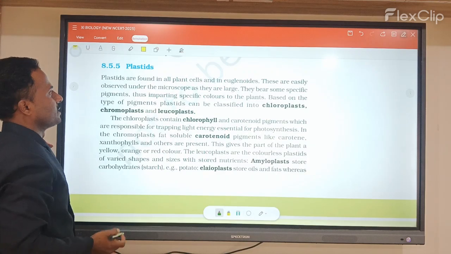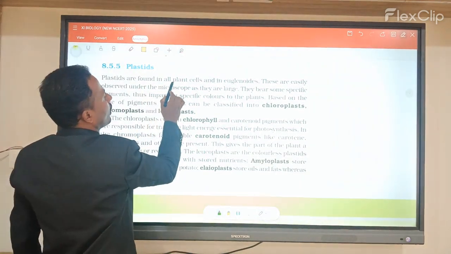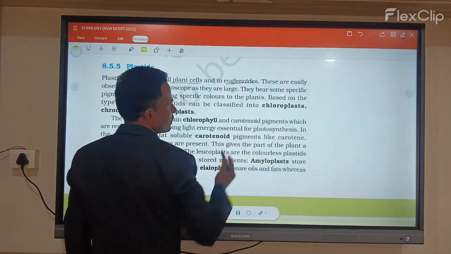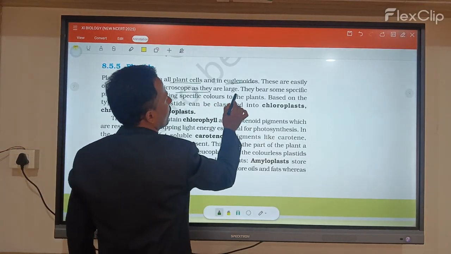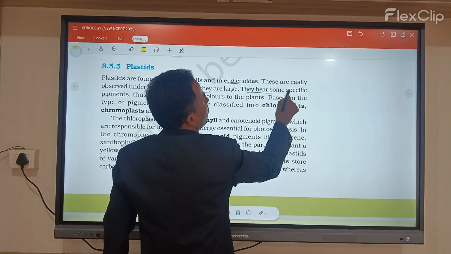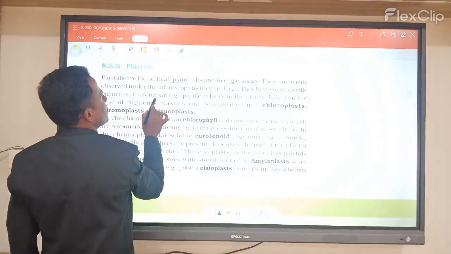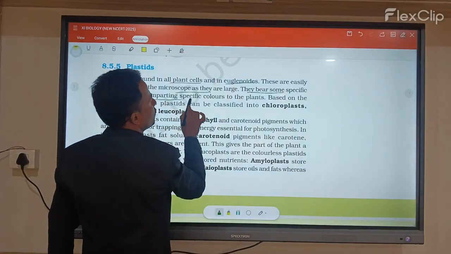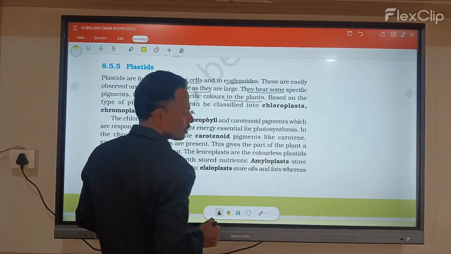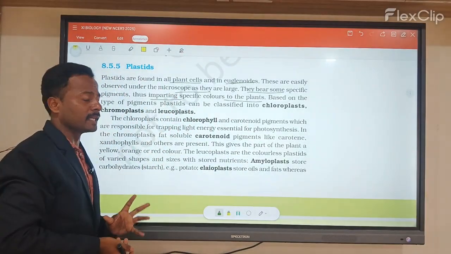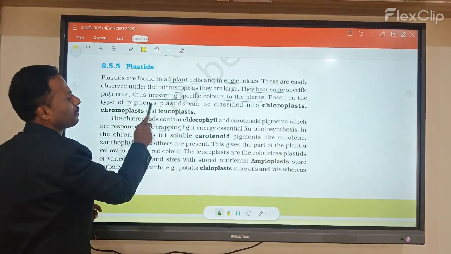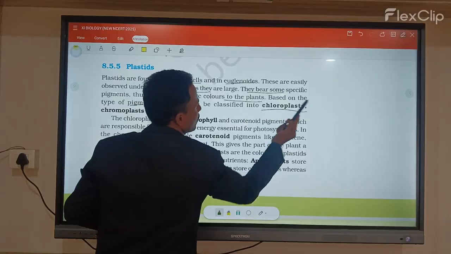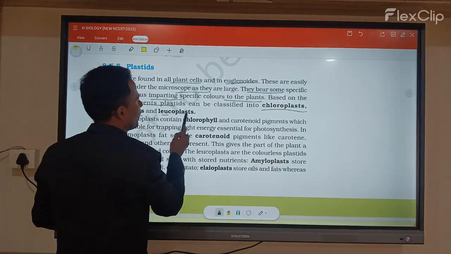Plastids are found in all plants and euglenoids. These are easily observed under the electron microscope or are large. They bear specific pigments, thus imparting specific colors to the plants. So when the pigments are present, the plants appear in different colors. Based on their type of pigments, plastids can be classified as chloroplast, chromoplast, and leucoplast.